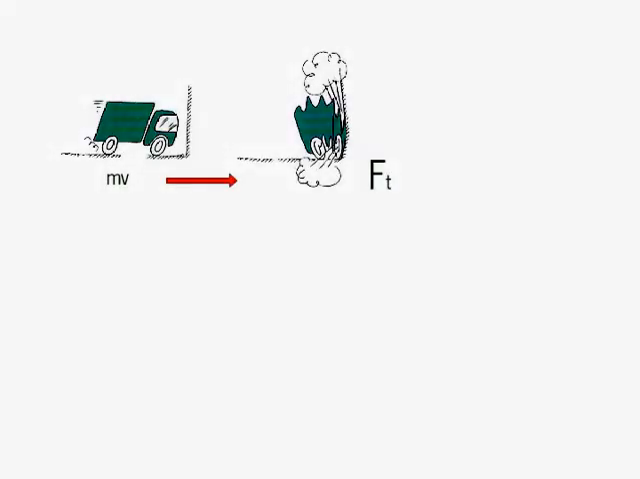Let's say we have a truck, and the truck is heading towards a wall. The truck has initial momentum of its mass times its initial velocity, and the truck crashes into the wall, so its final momentum is zero. The force of the wall in a short time transfers the momentum away from the truck. The force of the wall in a short time stops the truck.